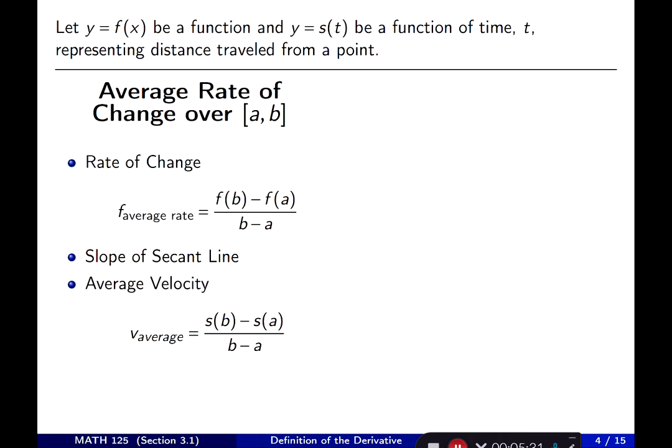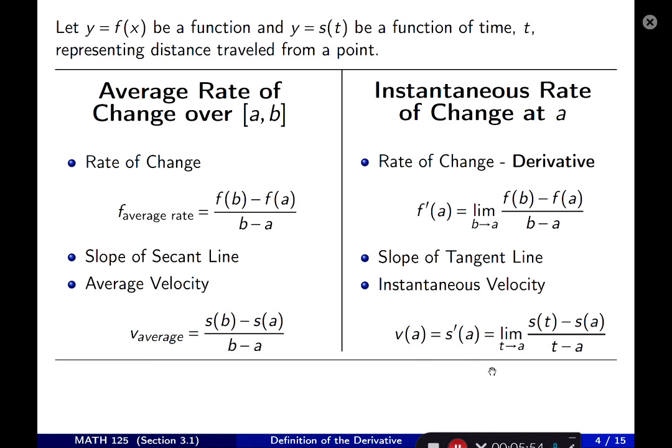And slope of the secant line is the same thing. It's the average rate of change. And average velocity is s at b minus s at a over b minus a, when s is the distance traveled from a point. Now, let's compare that to instantaneous rate of change at a.